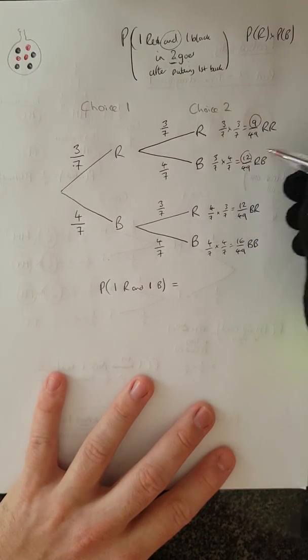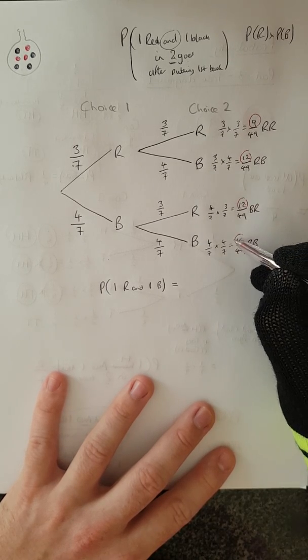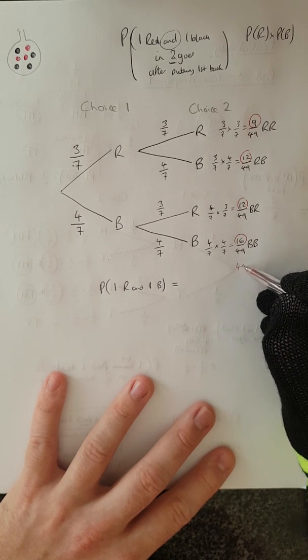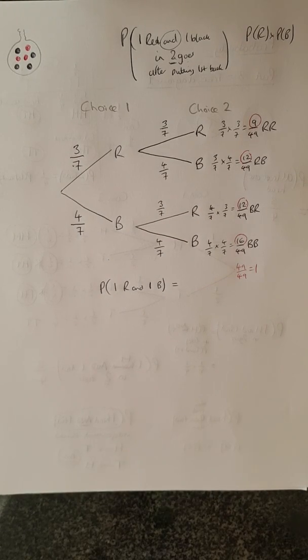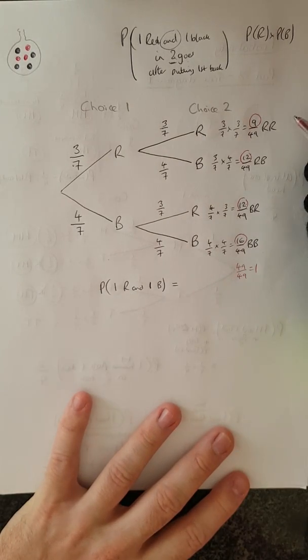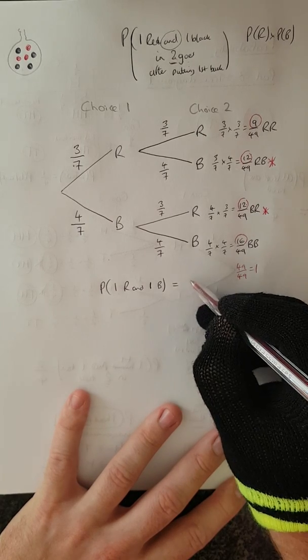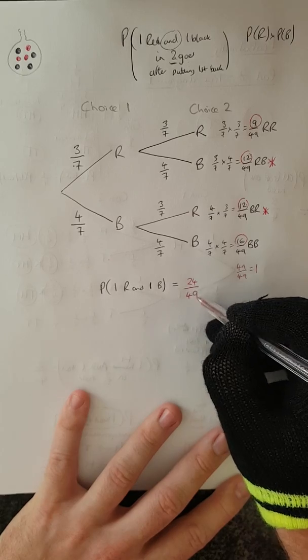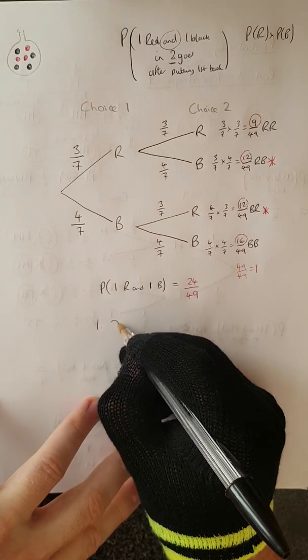Nine, 12, that's 21. Add that makes 33. Add that makes 49/49. So all of the probabilities add up to make 1. So 1 red and 1 black. That's here, 12/49, and here, 12/49. So that's 24/49.